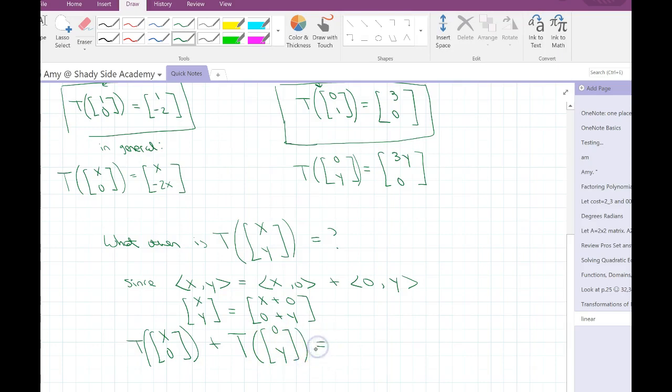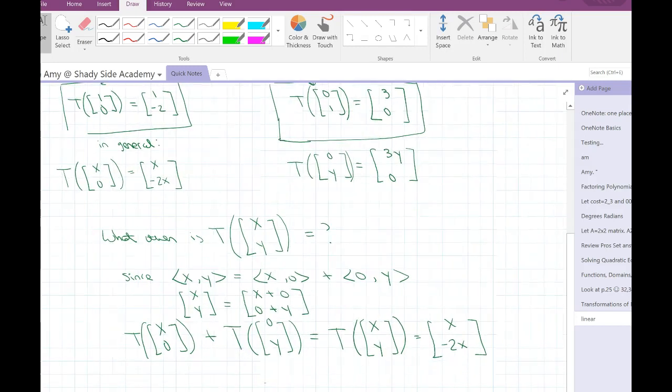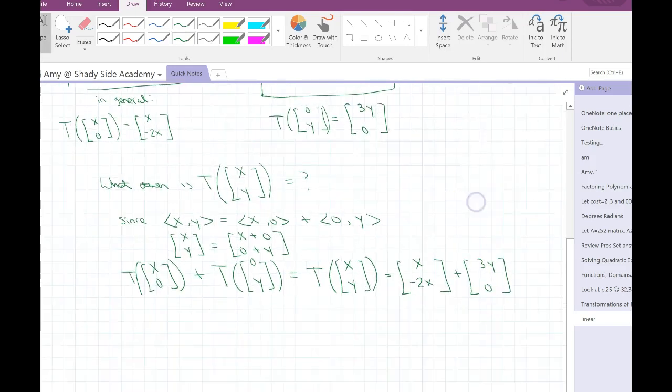Okay, this is going to equal the transformation that I could then apply to the vector xy. Well, let's see. What is the transformation that you could apply to x0? This is x, negative 2x. What is the transformation that one could apply to the vector 0y? It is 3y, 0. That means, look what I found.